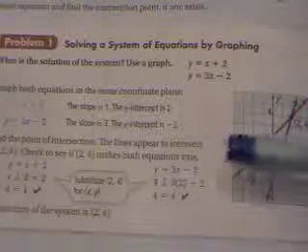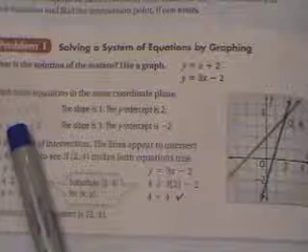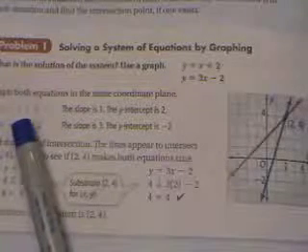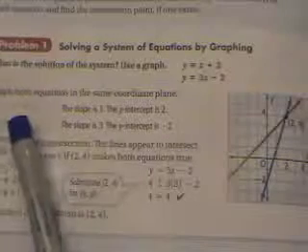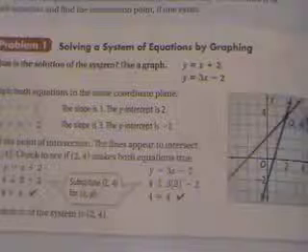Notice how they use 2 different colors here. That helps make things nice and clear. Not a bad idea to throw an extra colored pencil in your bag, so you can do this at school too. Y equals x plus 2. The slope is 1. The y-intercept is 2. They graphed it here in red.